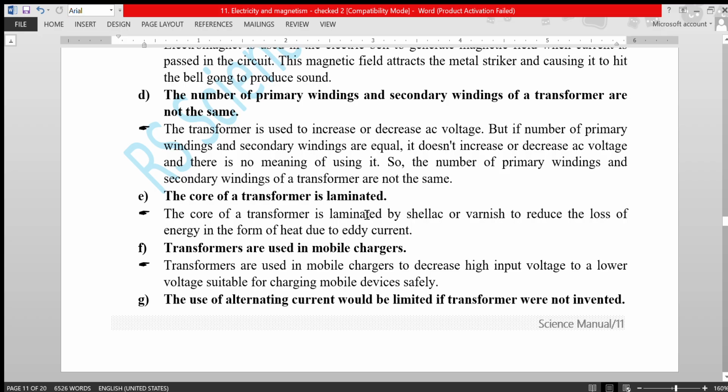The core of the transformer is laminated to reduce the loss of energy in the form of heat due to eddy current. The laminations are insulated from each other by a material like shellac or varnish.